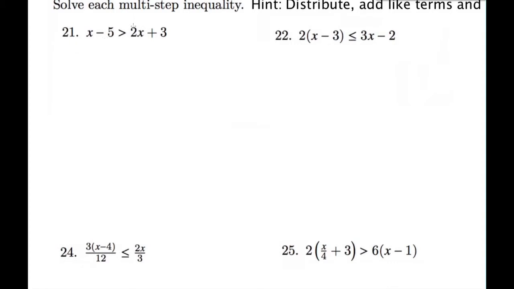So let's now get our variables together, our x's together, and let's get our constant terms together, negative 5 and 3. So what can we do? Well, I could subtract 2x to both sides, and I could add 5 to both sides. And that's going to give us x minus 2x is negative x, 5's are gone, greater than 8. Because these are going to cancel. These are going to cancel.